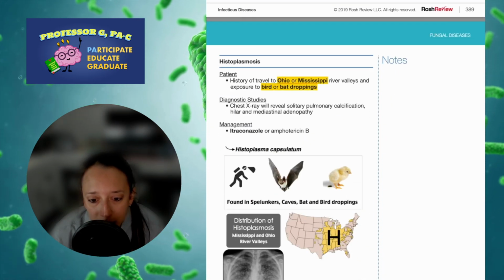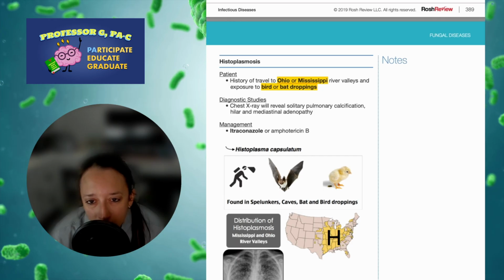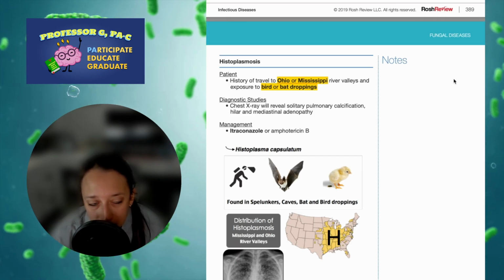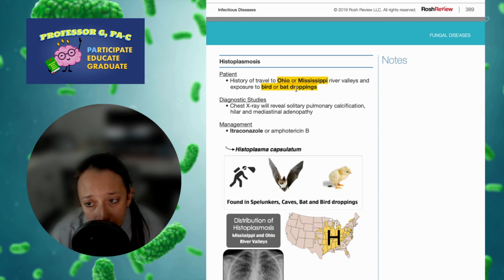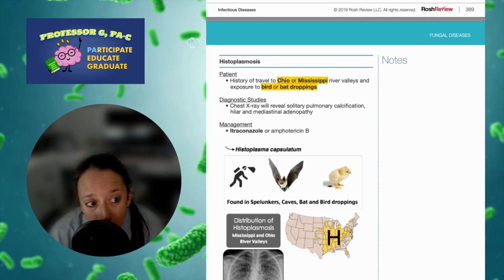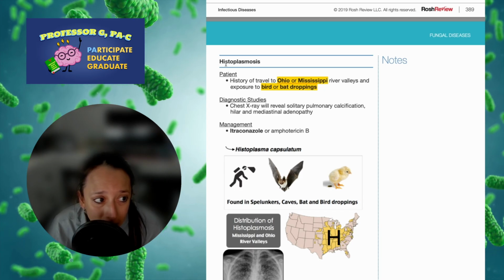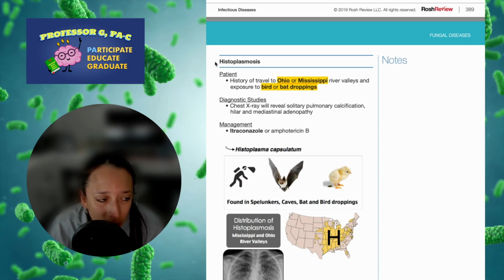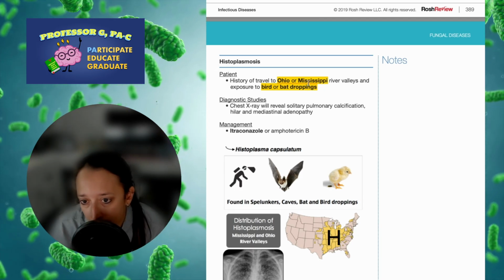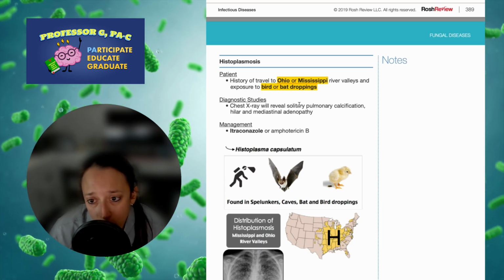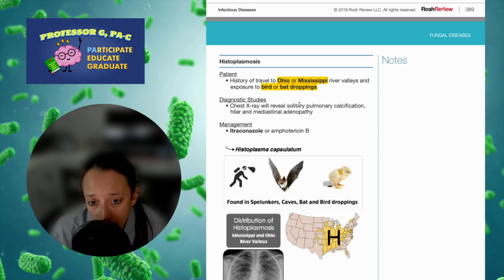Next up is histoplasmosis. It's one of the usual fungal lung infections that we have. It's caused by Histoplasma capsulatum, and it's found in bird and bat droppings, especially in the Ohio or Mississippi River Valley. So I always think of Ohio. It has the word Ohio in it besides the O. Histoplasmosis is how I remember it. And the patient often has a recent travel history or cave exposure in those endemic areas.